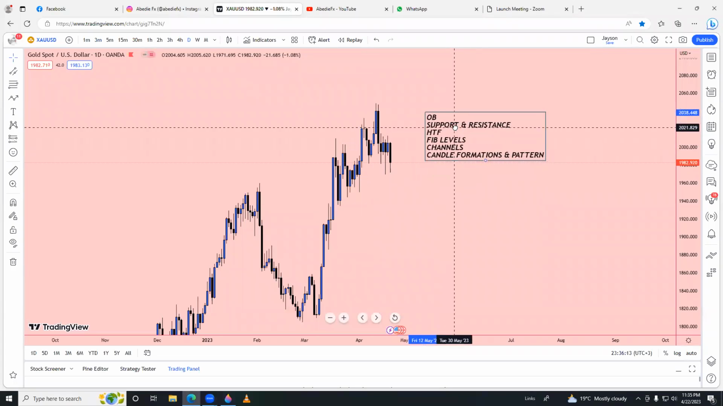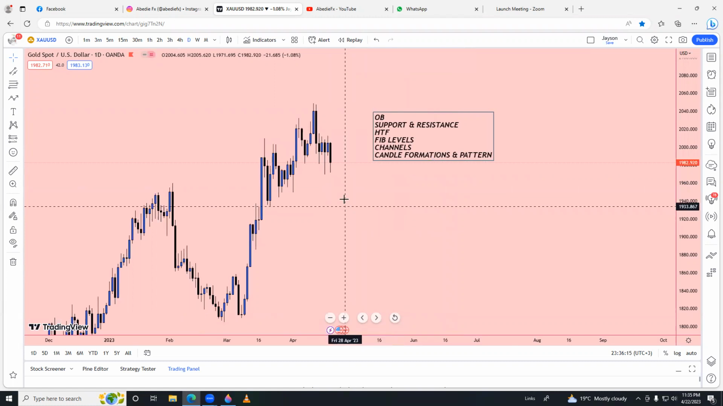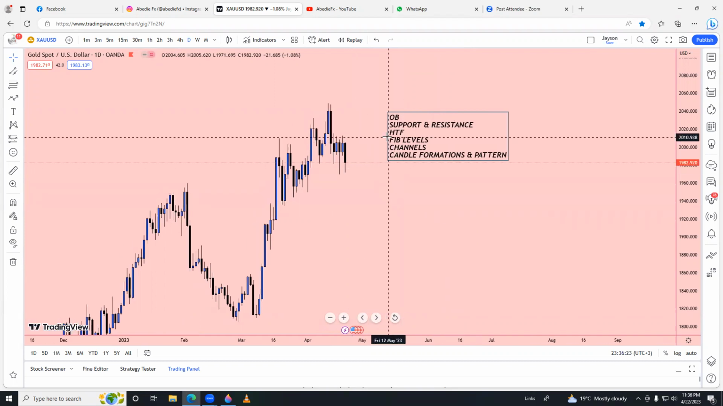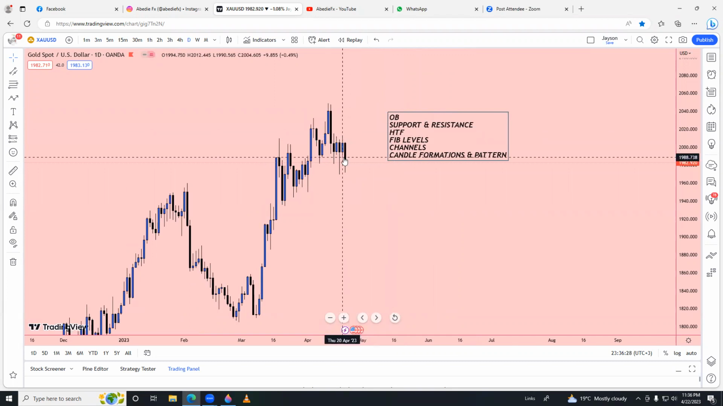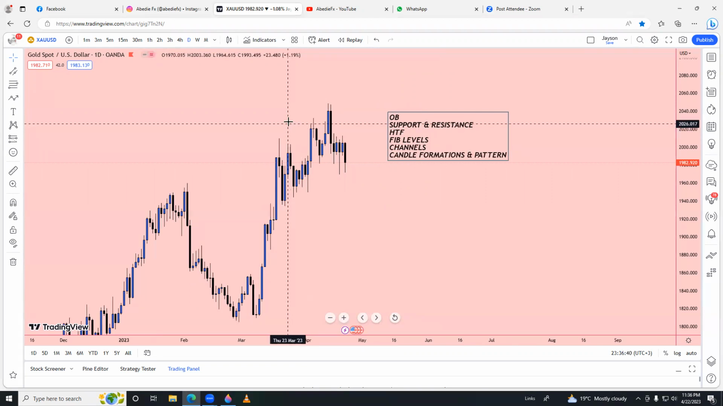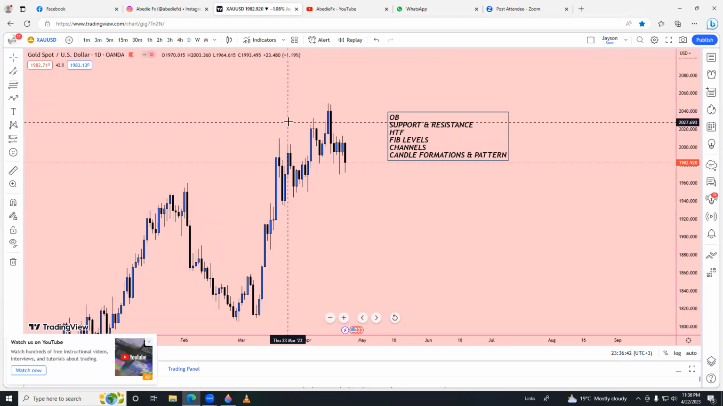Okay, due to public demand, I thought it was important that I do an overview of what I look into in the market. I check on the OBs, support and resistance, higher time frame analysis, fib levels, channels, candle formations, and patterns. And these patterns, I'm talking about reversal patterns in both the buys and the sells. I'll go over an overview of all this in a nutshell.